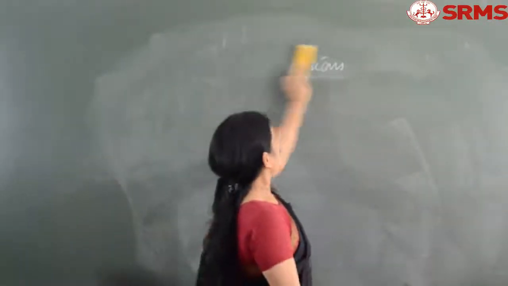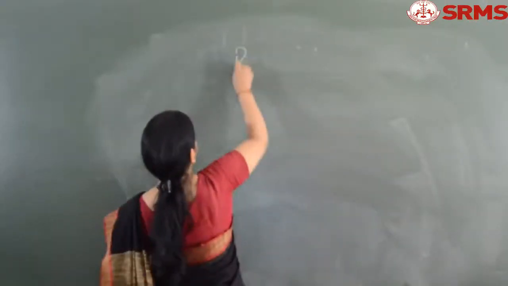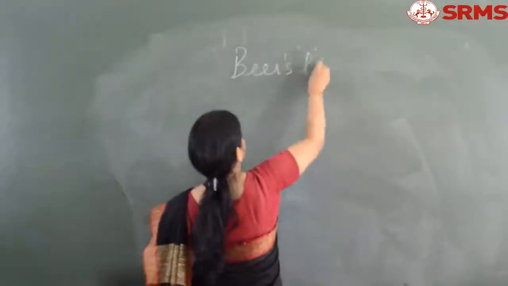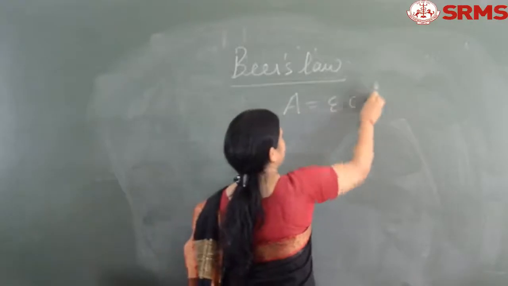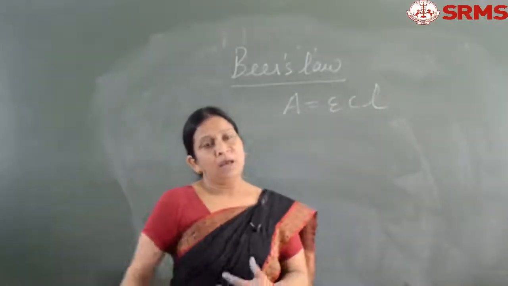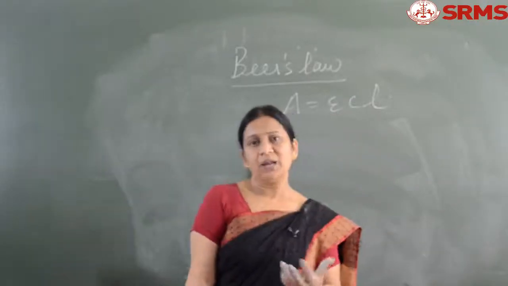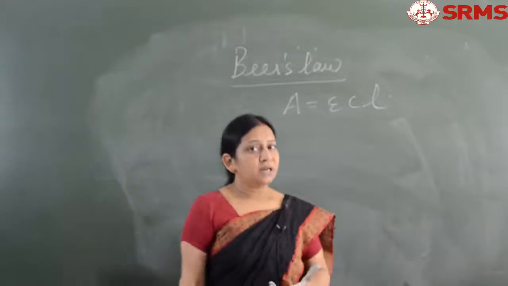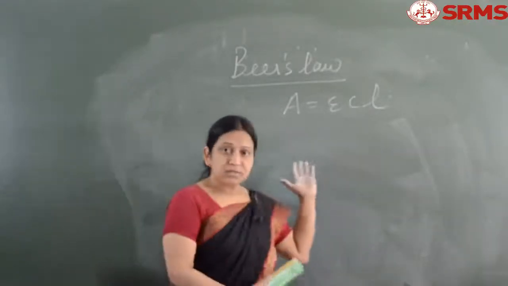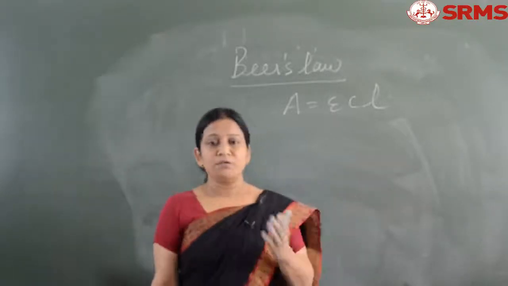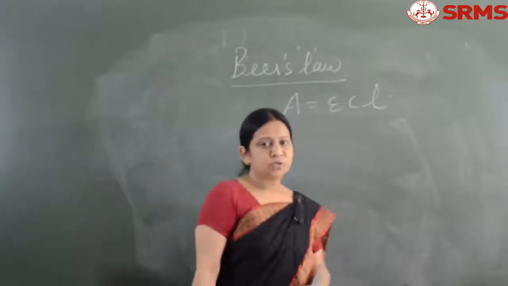Next, I would like to discuss a numerical on Beer's law. Beer's law is A is equal to epsilon C L. A here is absorbance, C is the concentration, L is path length, and epsilon is the molar extinction coefficient. I have already discussed this law in your first lecture of unit 2, that is, introduction to spectroscopy.